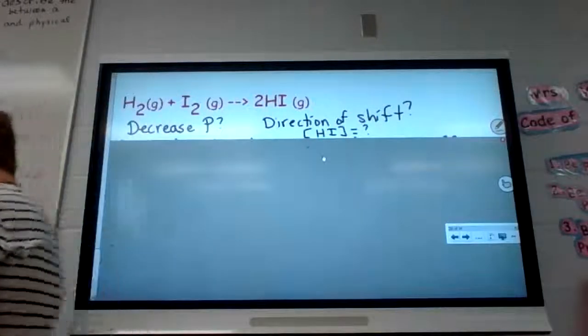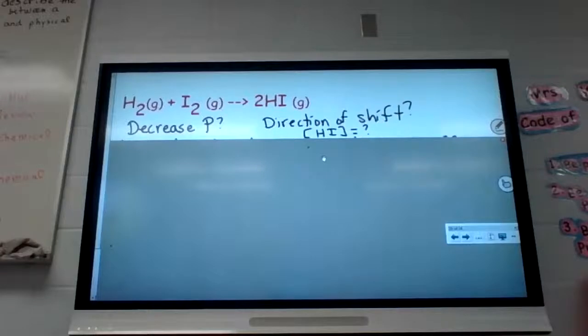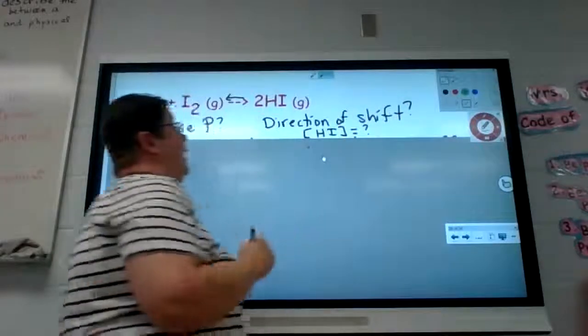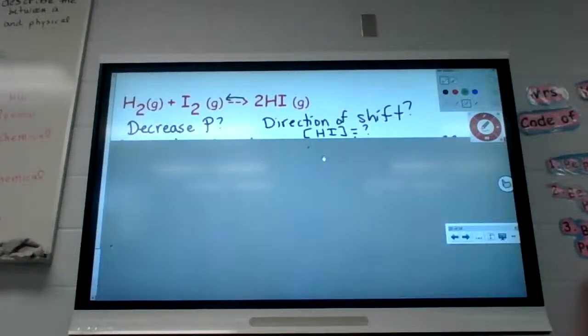Okay, so I want to know the direction of shift and the concentration of HI. Two arrows, we wrote the other one up there. All right, so if I decrease pressure, what do we know? Volume increases. It does increase volume. That's good that you know that. It's not overly important for our question, but that's good.